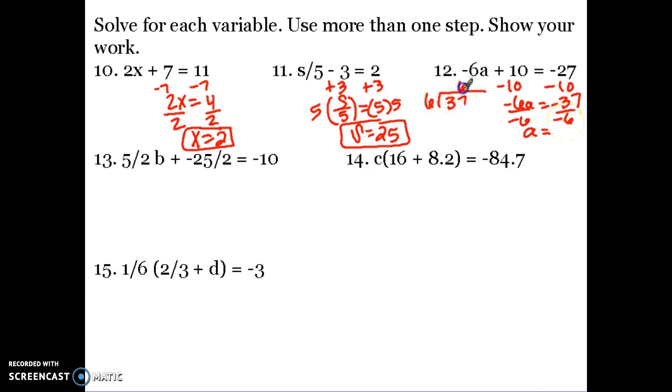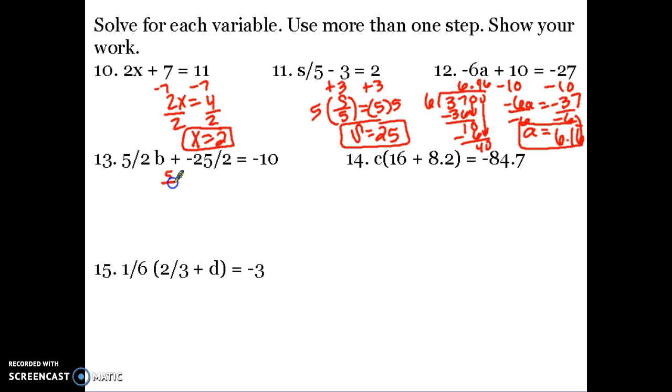6 will go into 37 6 times, with 1 left over. 6 will go into 10 1 time, with 4 left over. 6 will go into 40 6 times, with 4 left over. So that's going to be a repeating decimal. It's going to be 6.16, and we're going to stop there.